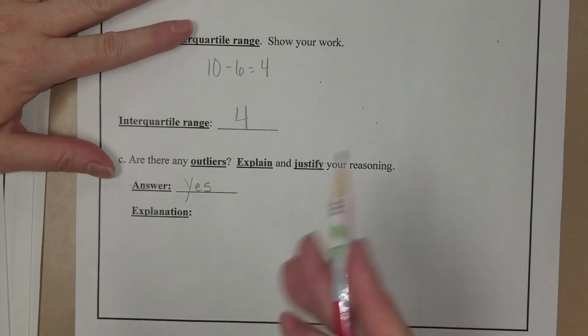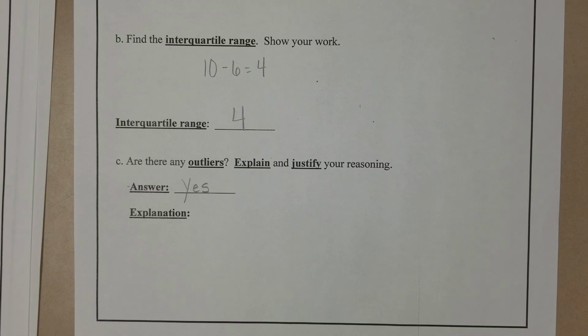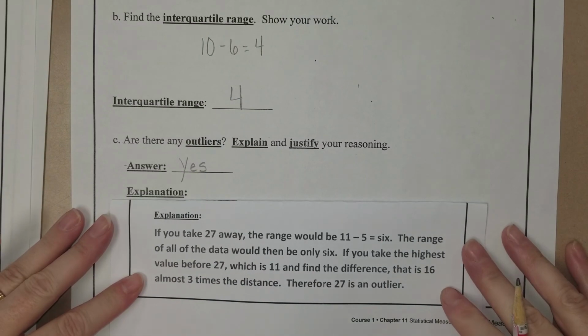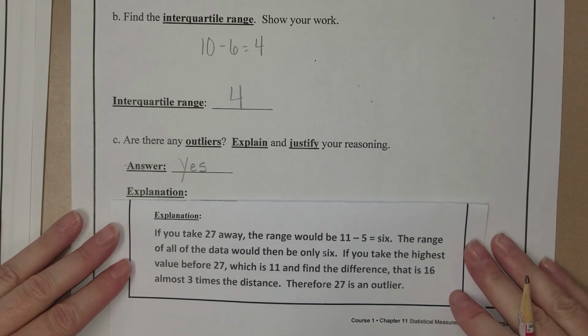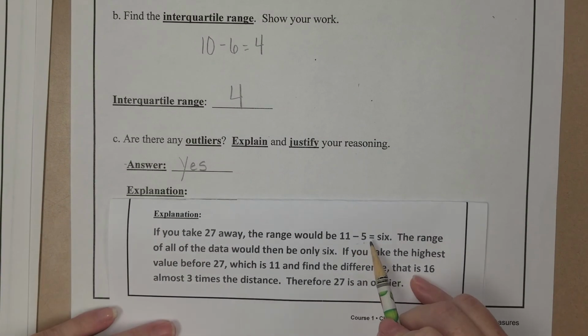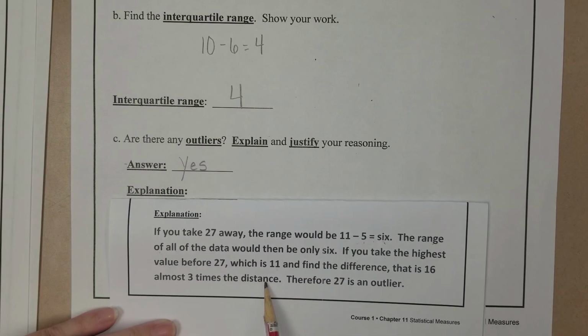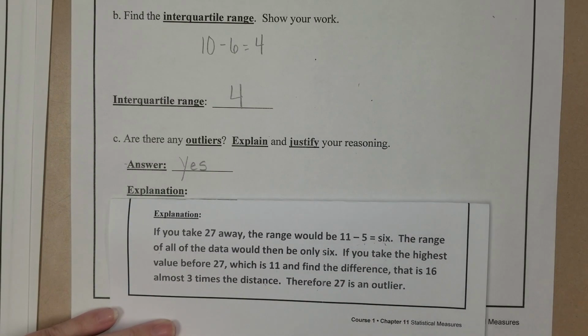And I've typed up my explanation for you so you can see. If you take 27 away, the range would be 11 take away 5, which would equal 6. The range of all of the data would then be only 6. If you take the highest value before 27, which is 11, and find the difference, that is 16, almost 3 times the distance. Therefore, 27 is an outlier.